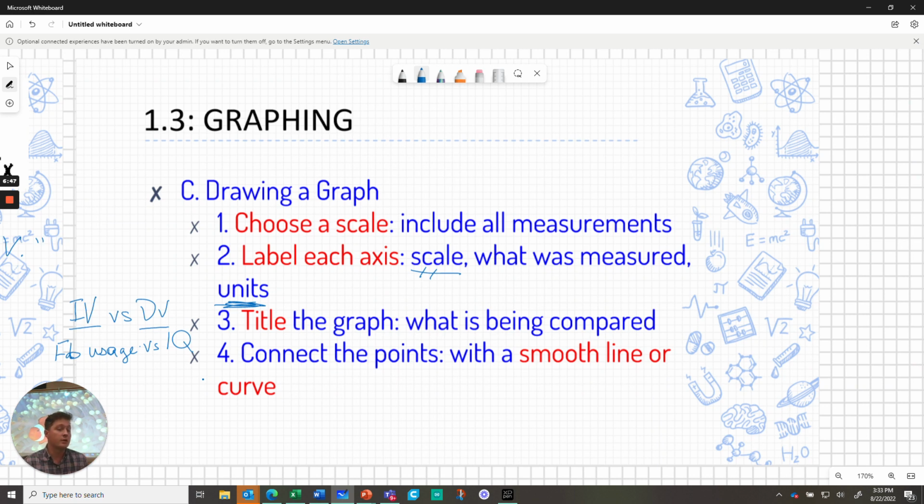And then you're going to connect all the points with a smooth line or curve. If we're doing this in Excel, which I expect you guys to be able to do because you're high school kids now, we're going to learn it.